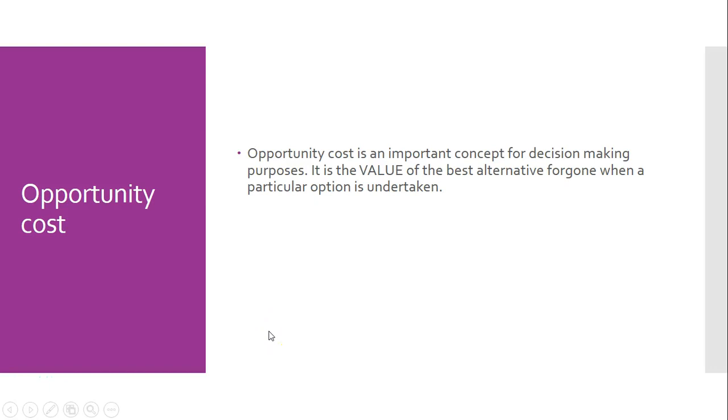Okay, here's a second video. This is an example of opportunity cost. And I said earlier on, opportunity cost is the value of the best alternative forgone when you choose a certain option.